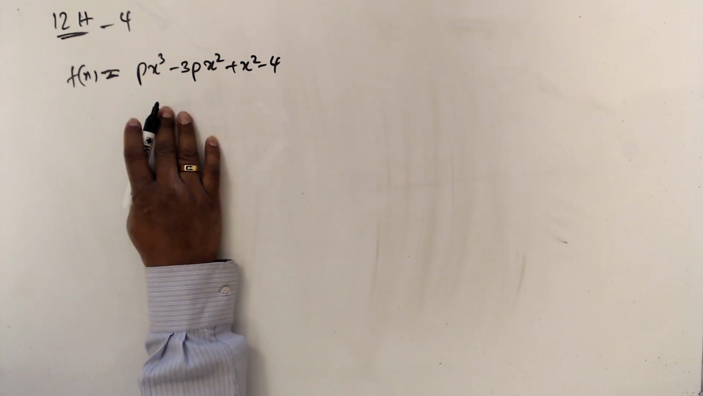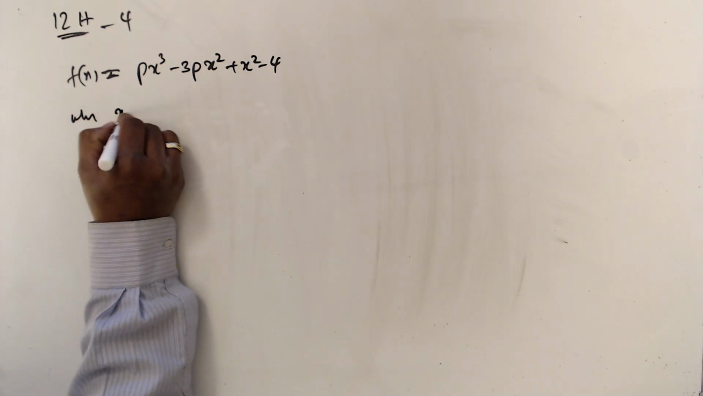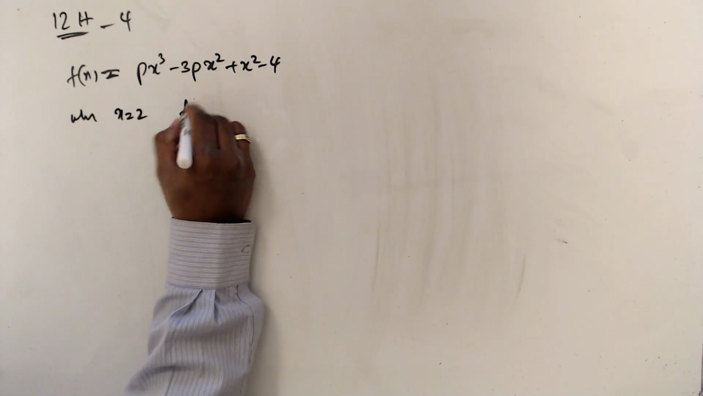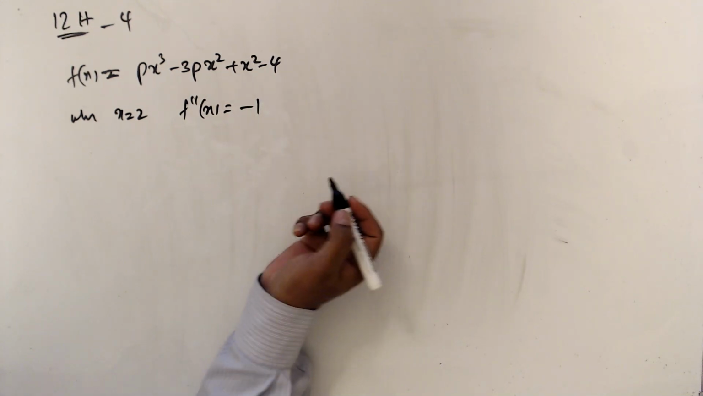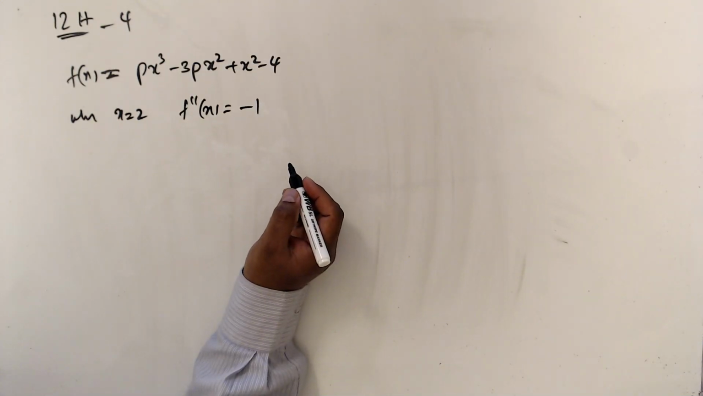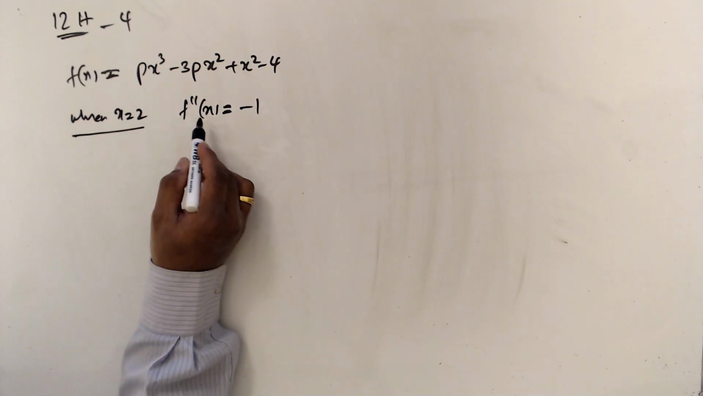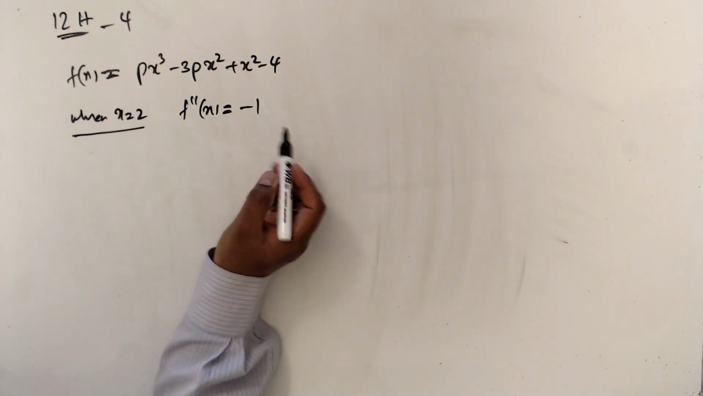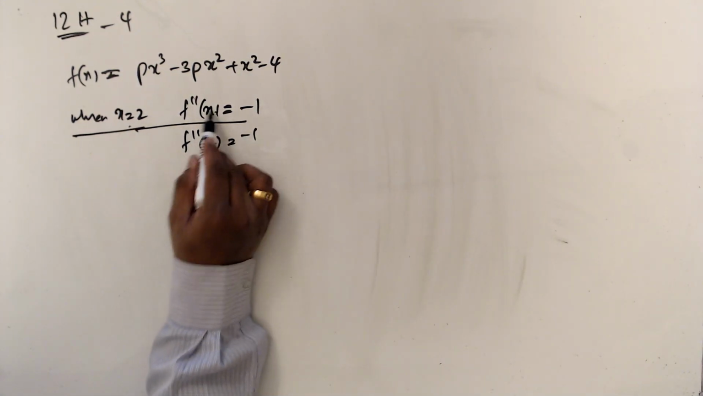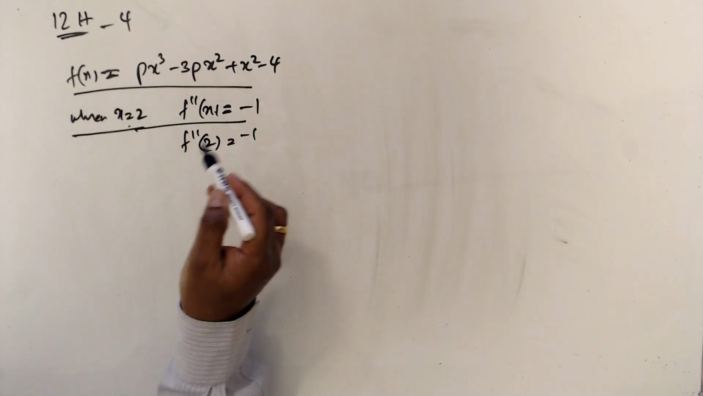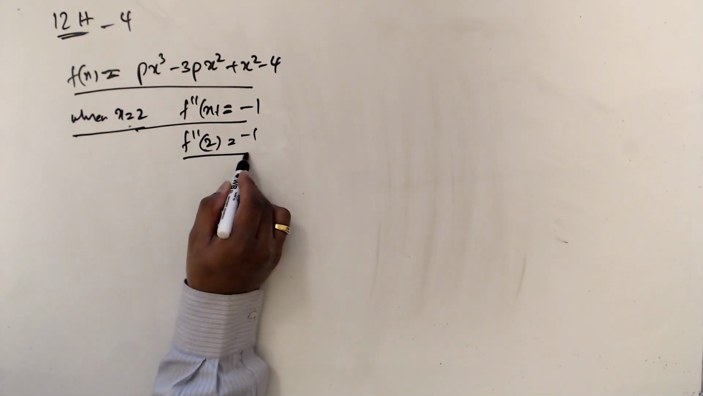So question number 4, this is given. Apart from that, they tell us that when x equals 2, f double prime(x) is minus 1. What is the meaning of that? When x equals 2, f double prime(x) is minus 1, it means f double prime(2) is minus 1. So we'll find f double prime(x), then put in 2 and make it equal to minus 1. This is the equation we'll substitute.